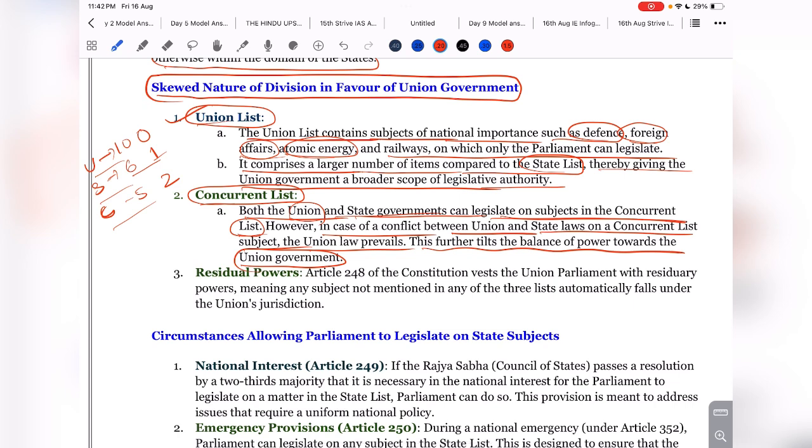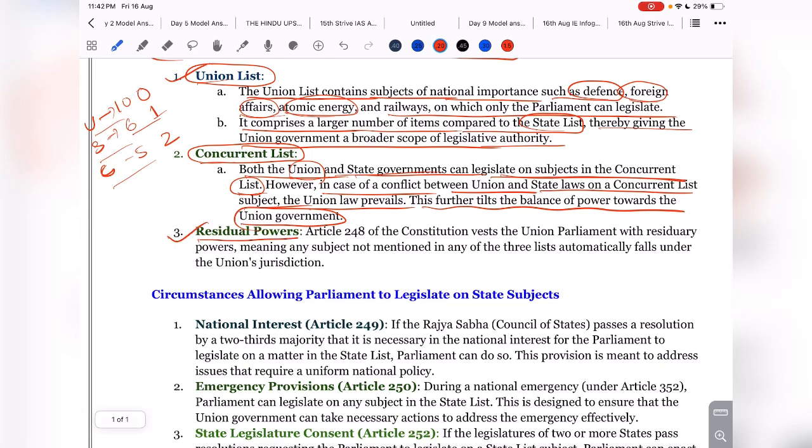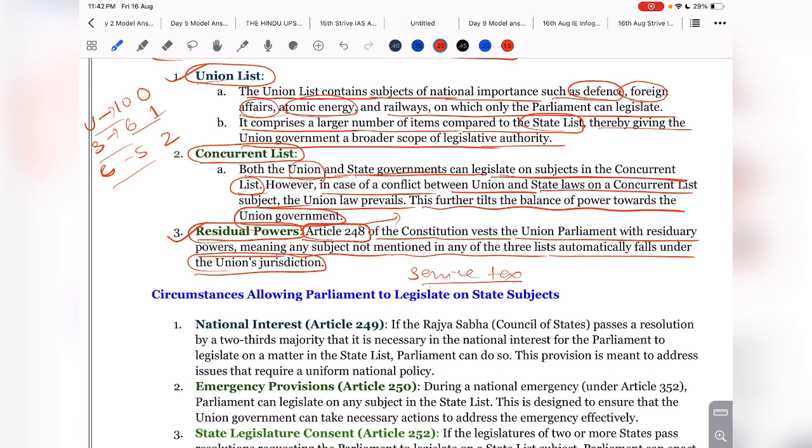Then next is the residuary power under Article 248. Remember this, very important. Under Article 248, the constitution vests the union Parliament with residuary power, meaning that any subject not mentioned in any of the 3 lists automatically falls under union jurisdiction. I am giving an example. Service tax was mentioned nowhere, neither in the union list, nor in the state list, nor in the concurrent list. But since the residuary power rests with the union government, the union government introduced the service tax.